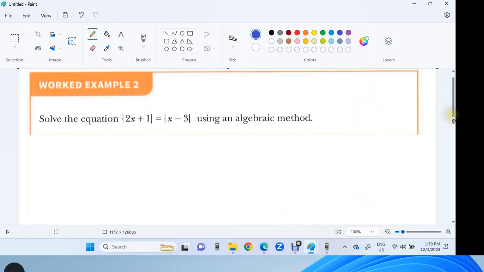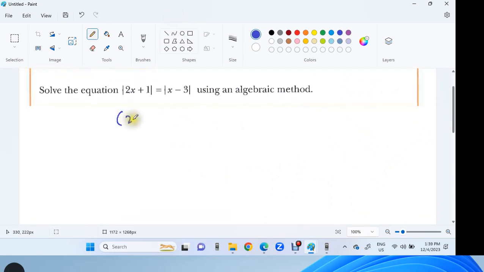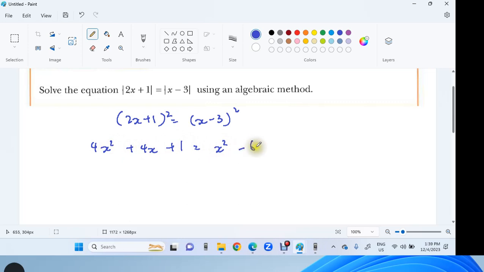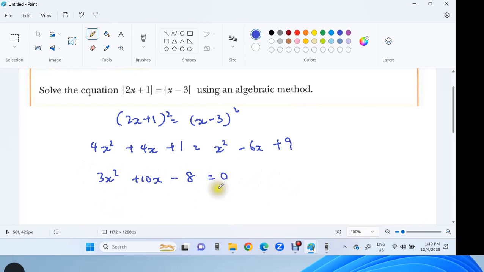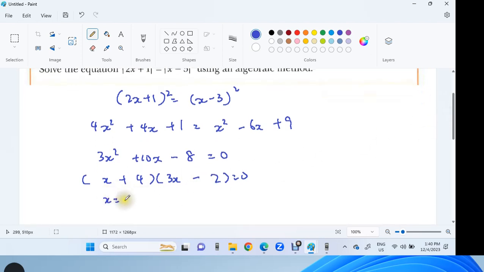So for worked example number 2, we do the same thing as well. I have modulus 2x plus 1 squared equal to x minus 3 squared. So I have 4x squared plus 4x plus 1 equal to x squared minus 6x plus 9. So I move everything to the front. So I have 3x squared plus 10x minus 8 equal to 0. So for this one, we do the factorization. We have x, 3x, 4, 2, plus minus. So we have x equal to negative 4 and x equal to 2 over 3.